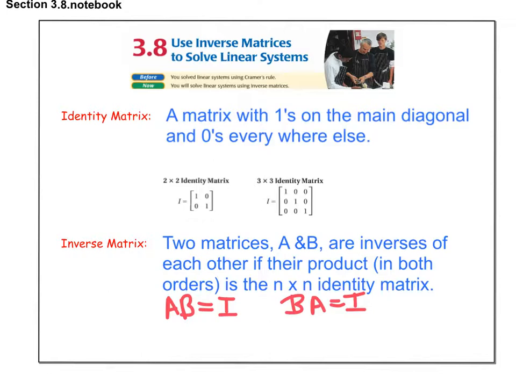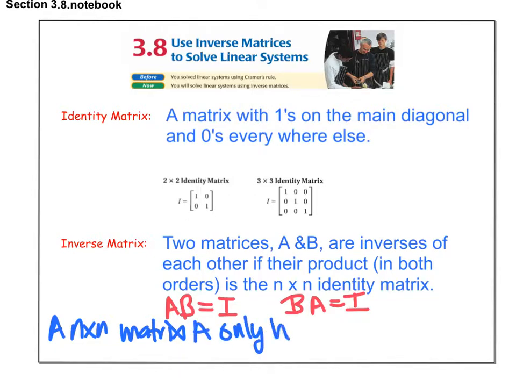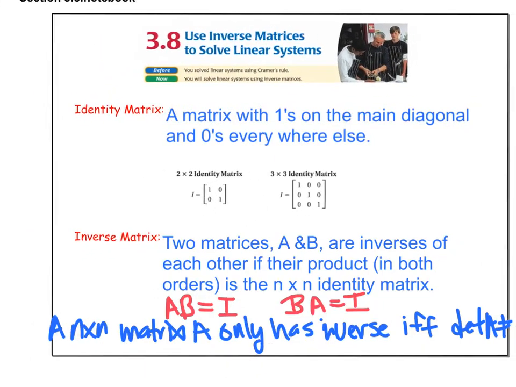You should also know that for any matrix, if it has an inverse, it will only have an inverse as long as its determinant is not 0. That's important to note right now, so I'm going to write that down. An n by n matrix, which we'll call A, only has an inverse if and only if its determinant is not 0. Its determinant cannot be equal to 0. Hopefully you can get that in your notes.